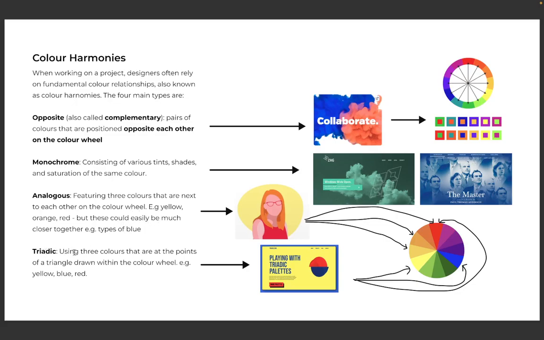And then there's triadic, using three colours that are at the points of a triangle drawn within the colour wheel. For example, yellow, red and blue, shown in a design here.